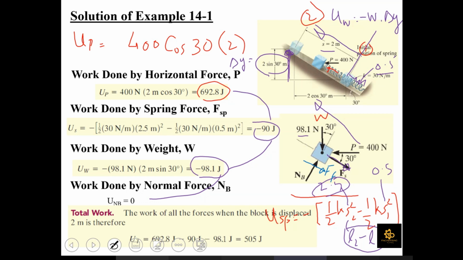It is going to act down the incline, isn't it? Yes, sir. Okay. So in that case, what should be the work done due to the force of friction? Can you identify that work done?